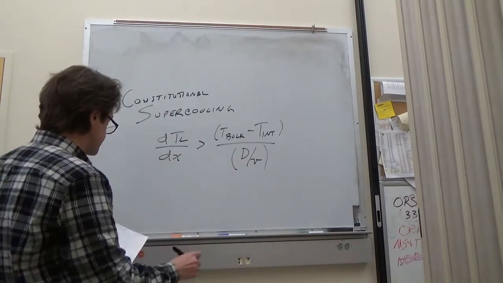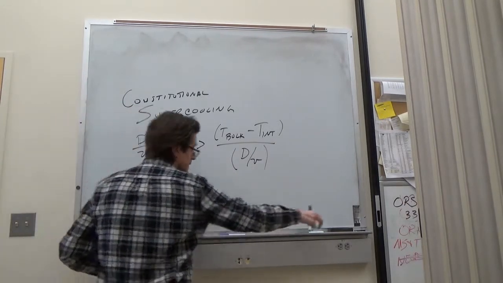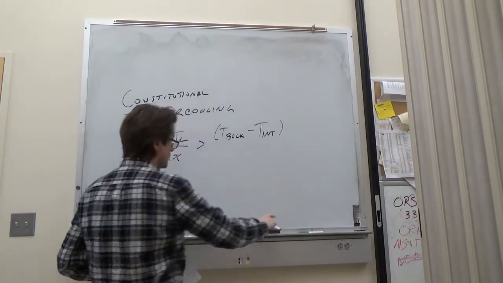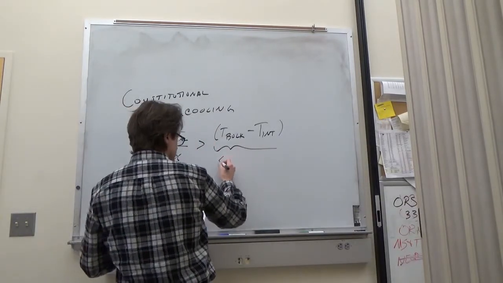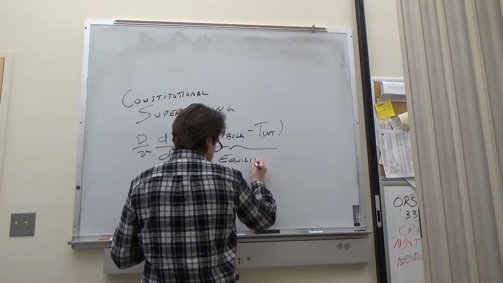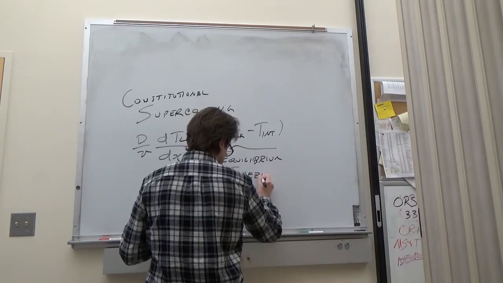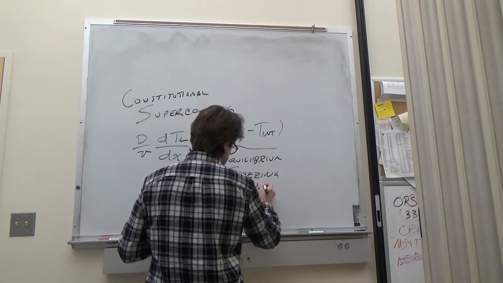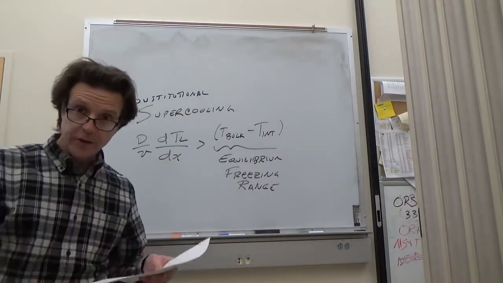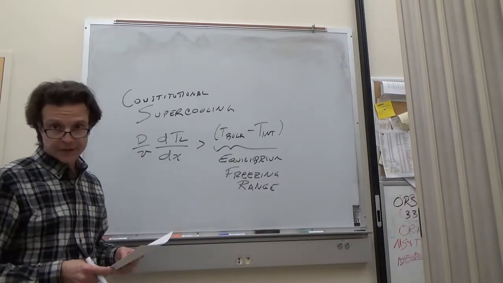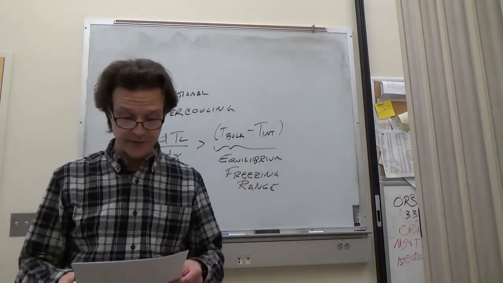And if you rearrange this, we'll put this over here to have D over V greater than that temperature difference. This is referred to as the equilibrium freezing range. And it's the temperature range over which you have a planar solidification front. And what's significant about this is the fact that we typically don't observe planar solidification.